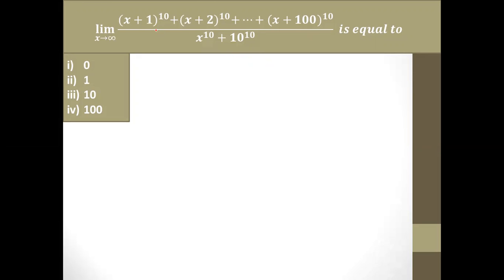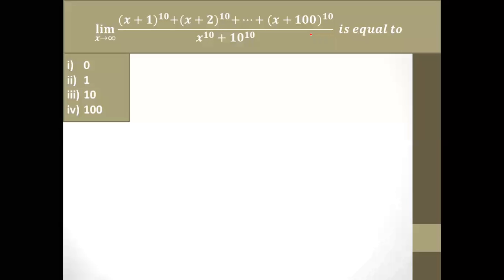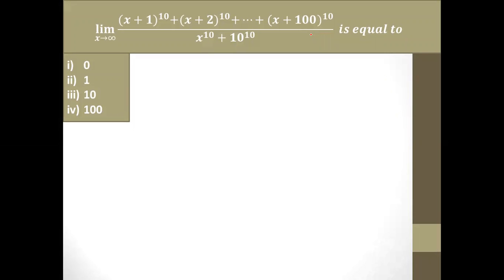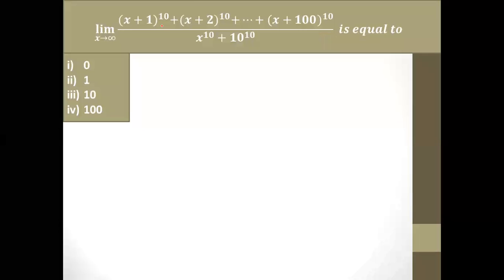So before you start, just tell me how many terms are there in the numerator. Yes, 100 terms. Good, Subramanya. There are 100 terms in the numerator. Good, Noor Fatima. Good, Prabha. There are 100 terms in the numerator. Okay.